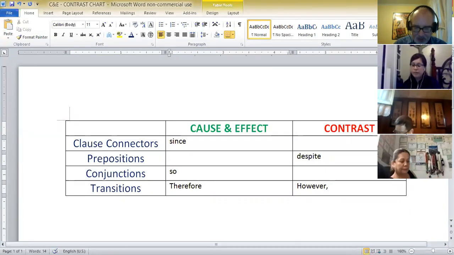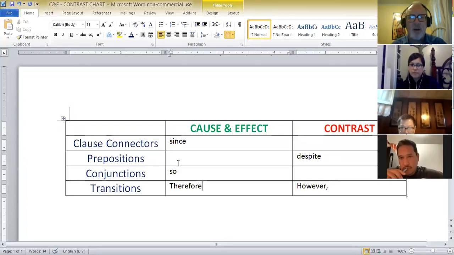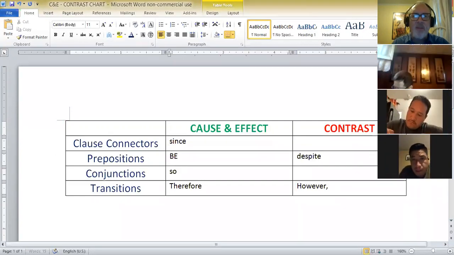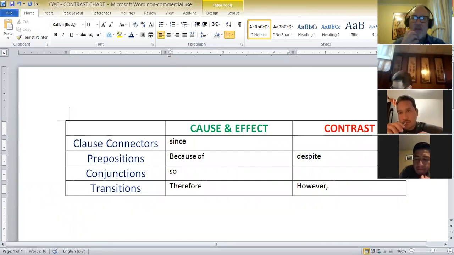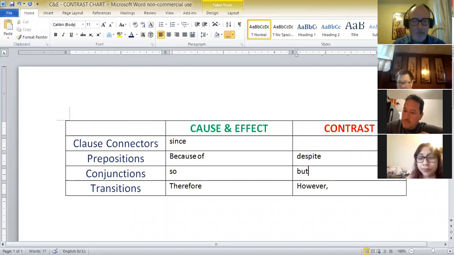All right. What about because of? Preposition, right. Because of. I'm going to send everybody one of these files here, so you'll get this for your notes when we're finished. Because of, right? All right. What about the word but? Conjunction, right. Conjunction. Okay.